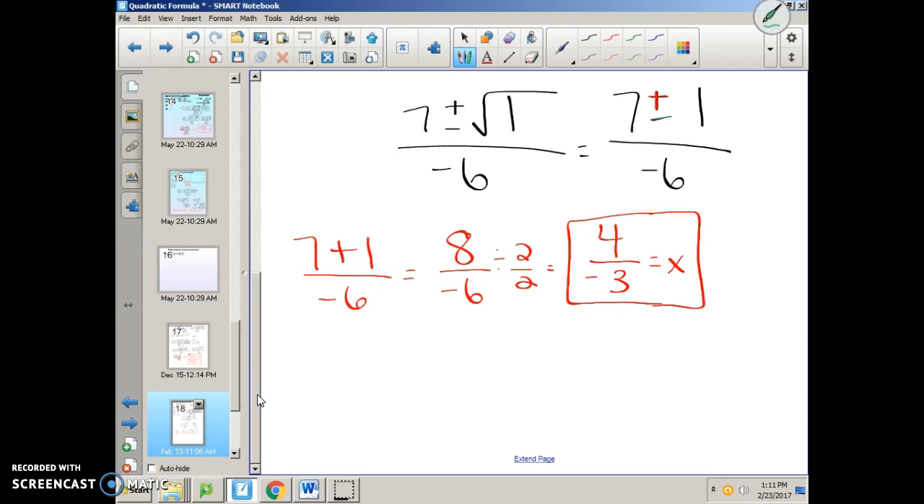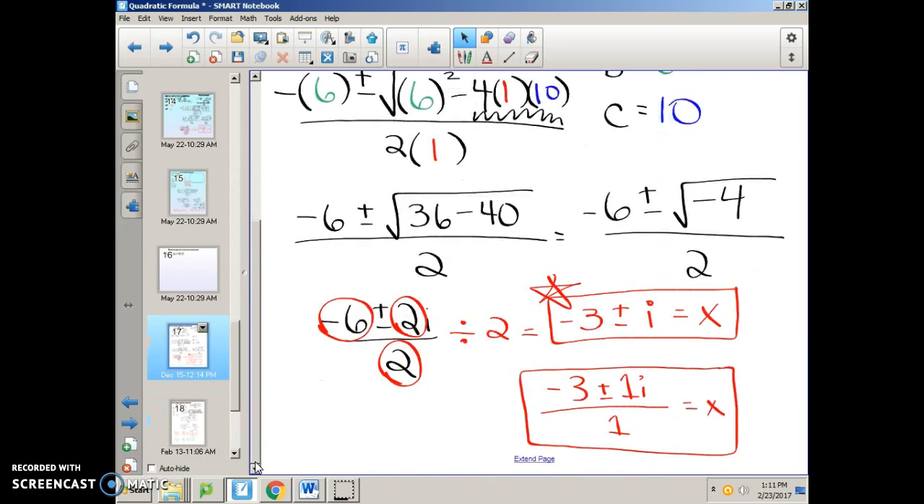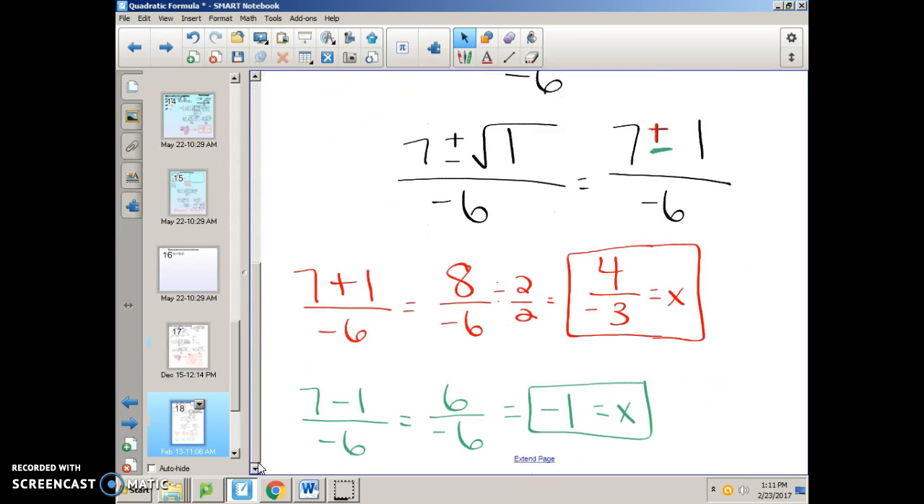I'll do the second one in green because that's my subtraction. Negative 7 minus 1 over negative 6. Well, negative 7 minus 1 is negative 8. Then negative 6 divided by negative 6 is 1. Look at that, there's my other answer for x. So sometimes you get a plus or minus like this one with an i, and sometimes you get some real numbers. It varies on the problem.